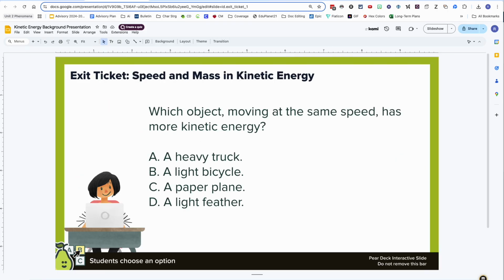Exit ticket. Speed and mass and kinetic energy. Which object moving at the same speed has more kinetic energy? A, a heavy truck. B, a light bicycle. C, a paper airplane. Or D, a light feather.